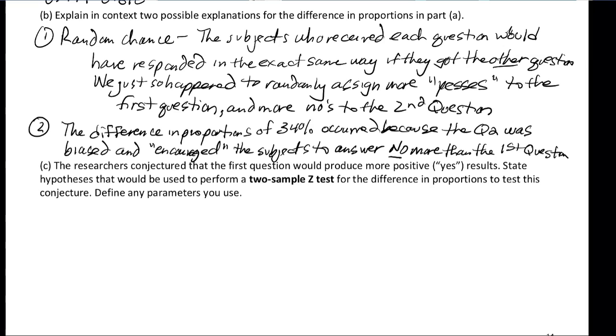Part C, the researchers conjectured that the first question would produce more positive yes results. State the hypotheses that would be used to perform a two-sample z-test for a difference in proportions. To test this conjecture, define any parameters you would use. I'd encourage you to pause the video and see if you can write the null and alternative hypothesis and define the parameter.